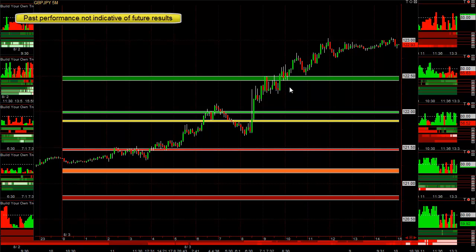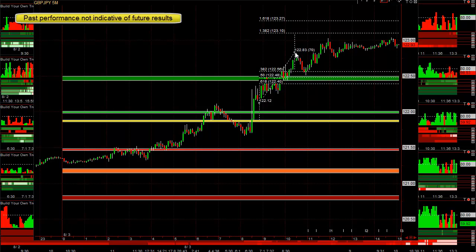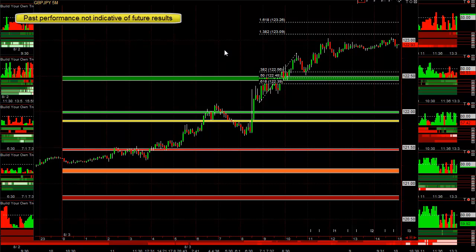And you always want to use our fib targets as well for when to get out of trades. Put your fib level tool on here and draw it from the last swing, and that's going to give you an idea of where to take profits. If it comes up really close to that level, you want to get out.